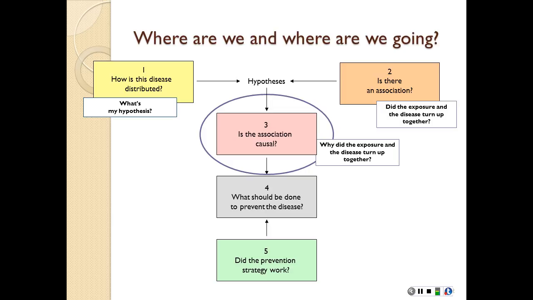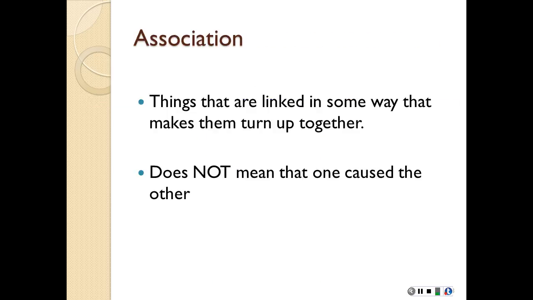Now we're getting to the question where we want to know, is the association causal? So we've established that an exposure and a disease turn up together. They're associated with each other. Now we want to know, does our exposure really cause our outcome? But there are certain criteria we have to meet in order to establish that. Just like we were saying before, an association just means that there's some way they go together. Variable A increases, variable B increases, or variable A increases, variable B decreases. But there's some sort of relationship between those two variables.